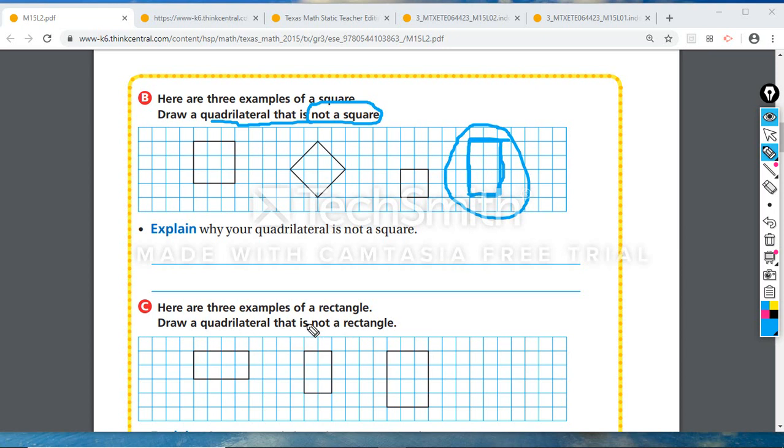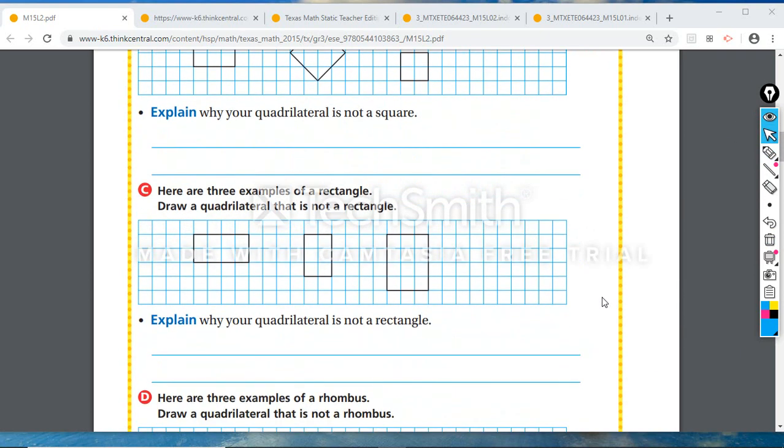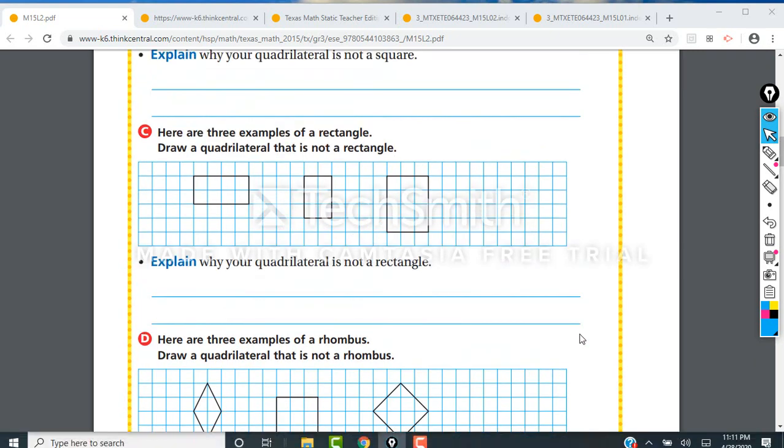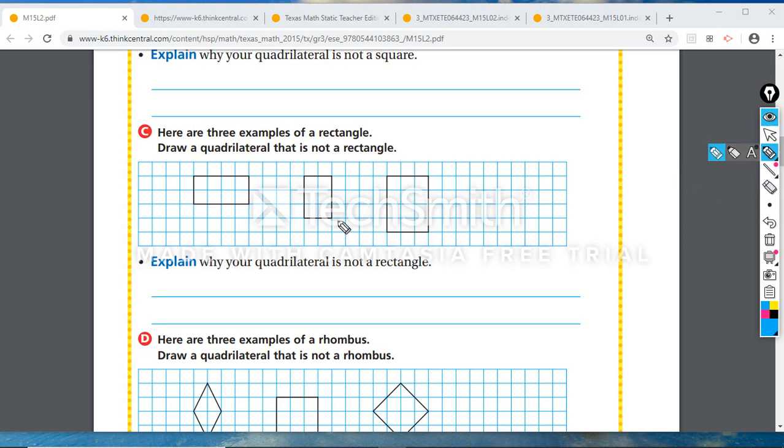So here are three examples of a rectangle. And it's asking you to draw a quadrilateral that is not a rectangle. So let's look at the rectangle that's shown here. So we have two pairs of opposite sides that are parallel, and four right angles. Here's a right angle, here's another right angle, here's another, so it has four right angles.